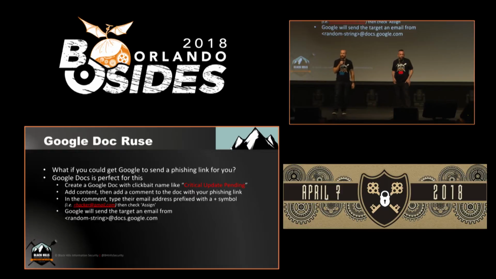Okay, this is another one. So the Google Doc Ruse. This one is similar to the Google Groups one, in the sense that we're trying to get Google to send the phishing email for us. So the way this goes is, go create a Google Doc with a name like "critical update pending."